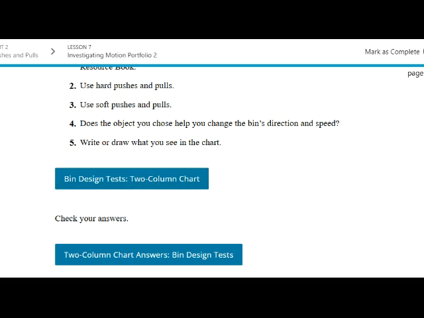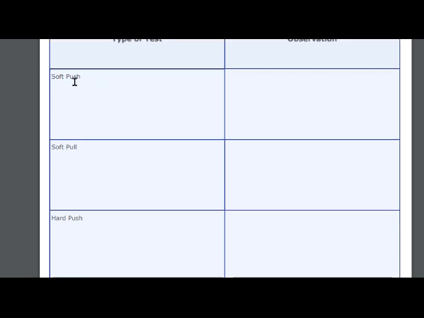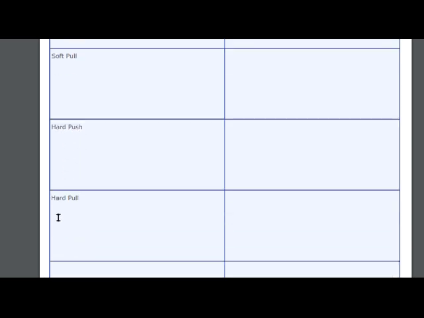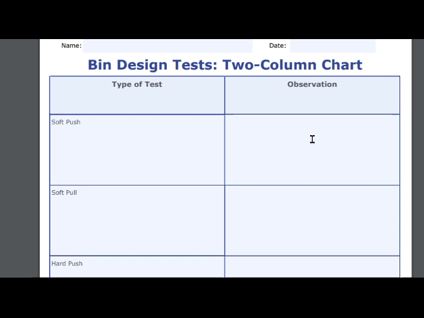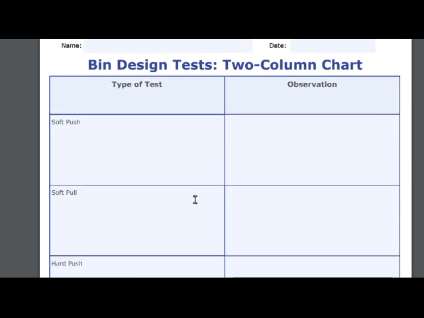If you click right here, you'll see this printable worksheet. Or you can complete it in your science journal if you have it there, or you can just make a chart like this on a piece of plain white paper. That is fine too. So here's our type of test. It's already written for us. We have a soft push, a soft pull, a hard push, and a hard pull. Over here, you're going to write a simple sentence. It doesn't even have to be a complete sentence, although it's always really good to practice in complete sentences when you can. And you're going to write your observations, or what you see happening during your test.